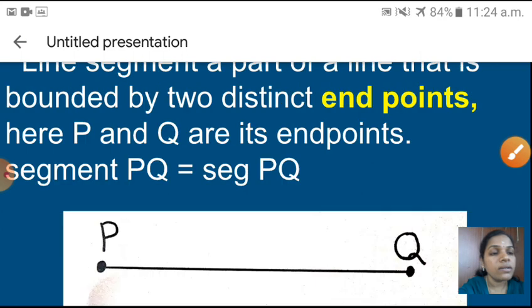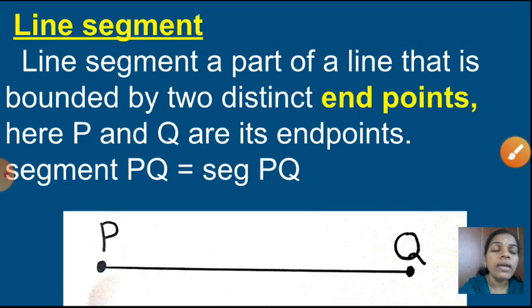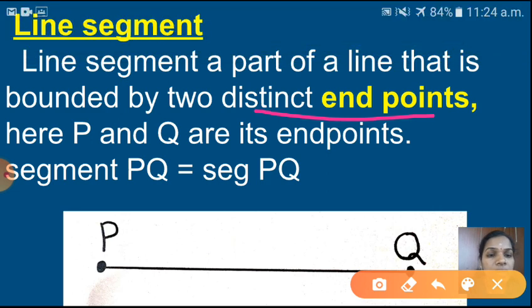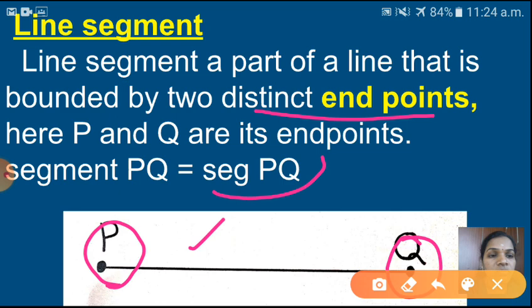Next one is line segment. What is meant by line segment? A line segment is a part of a line that is bounded by two distinct endpoints. On both sides of the line in this figure, what is there? Yes, an endpoint. Here P and Q are its endpoints. How can we read this? Line segment PQ, in short form seg PQ, that means segment PQ.